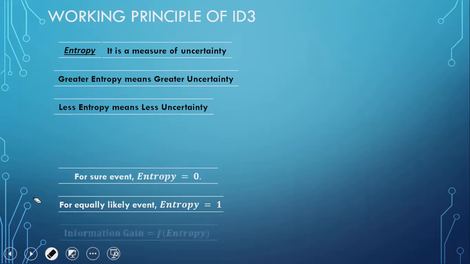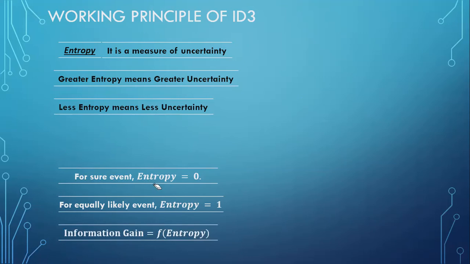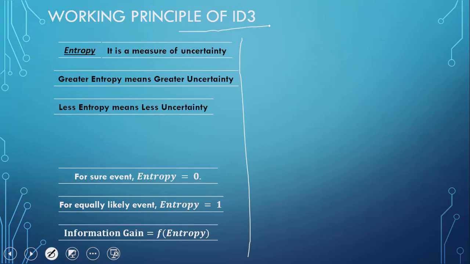There is another term called information gain, which is a function of entropy. We will be discussing how to calculate entropy and information gain in the next few minutes. There's one more important question that we want to address before discussing the ID3 algorithm, which is the relationship between entropy and classification.